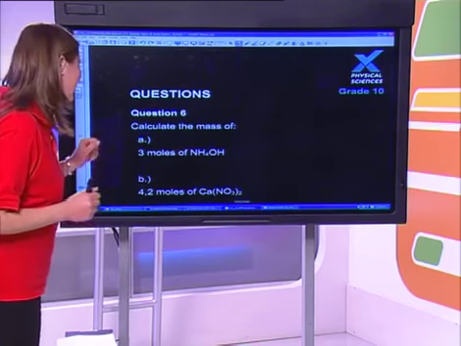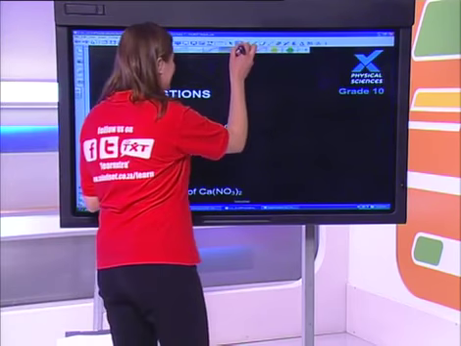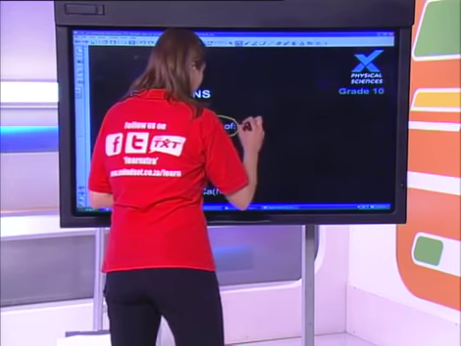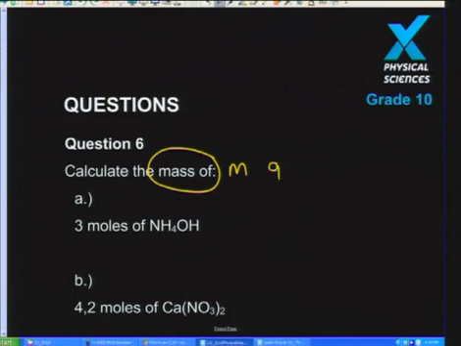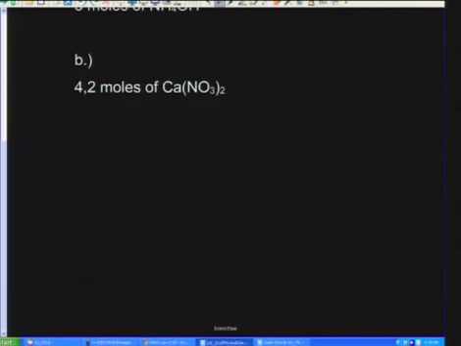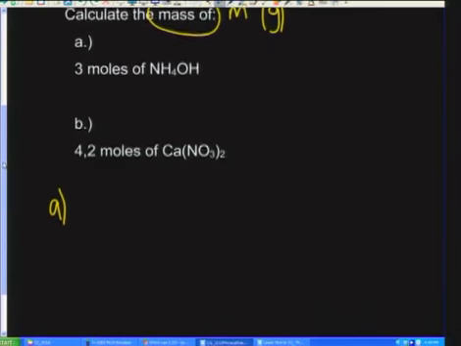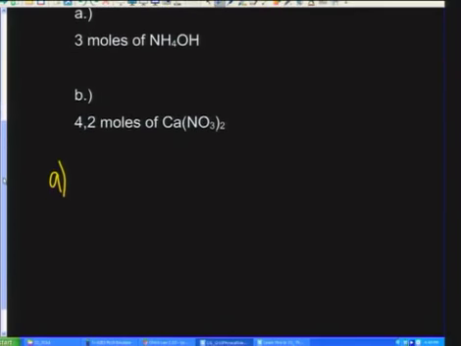We've got question 6 here. Calculate the mass. All right, so mass, I'm thinking, this is small letter m, and I'm going to find it in grams. That's my unit. Of A, 3 moles of ammonium hydroxide and B, 4.2 moles of calcium nitrate. Now, I've asked these slightly challenging questions. Let's start with A, and A was asking me 3 moles of ammonium hydroxide.